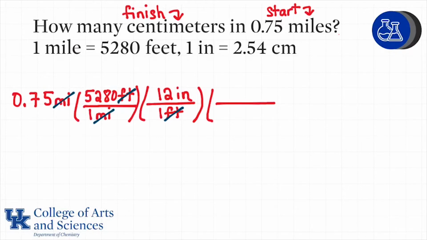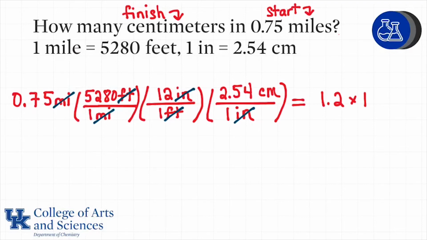Now I do another step, and I've got inches in the numerator, so I need inches in the denominator, and I put 2.54 centimeters in the numerator. Units of inches cancel out, and at this point I'm left with units of centimeters, which is what's being asked for in the problem. I can now solve it on the calculator, and I get 1.2 times 10 to the 5th centimeters. In this problem, because 0.75 only has 2 digits, I need 2 significant figures in my answer.